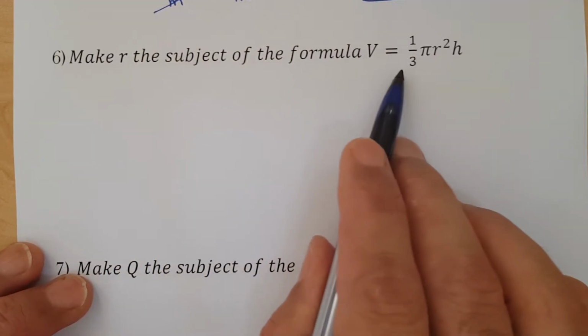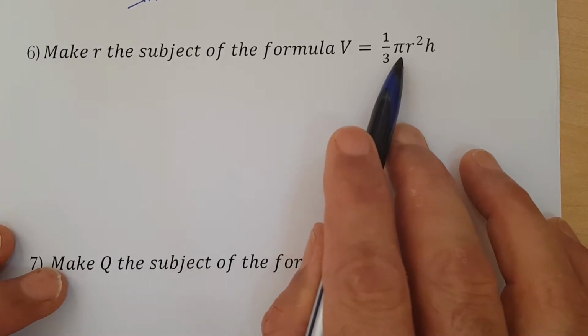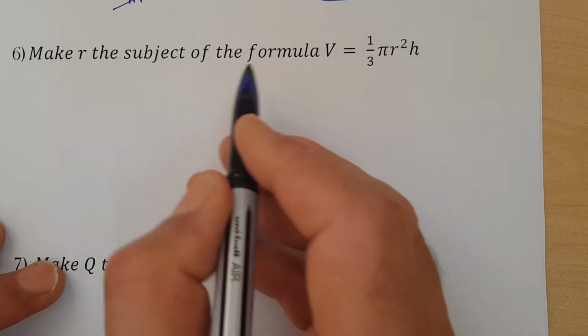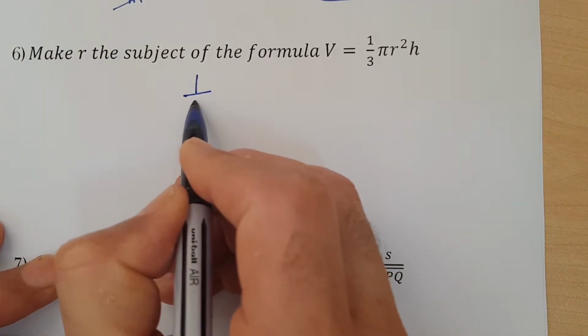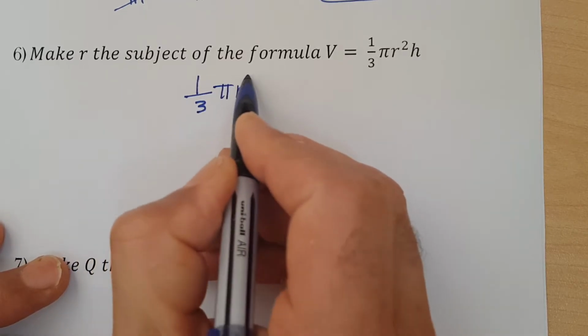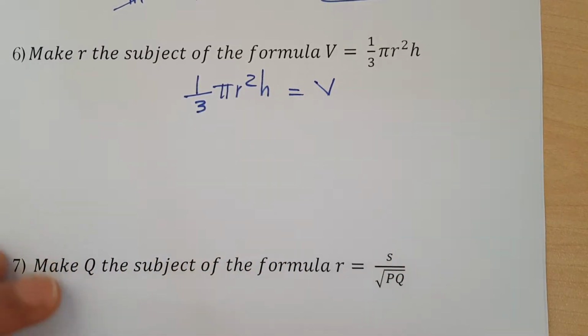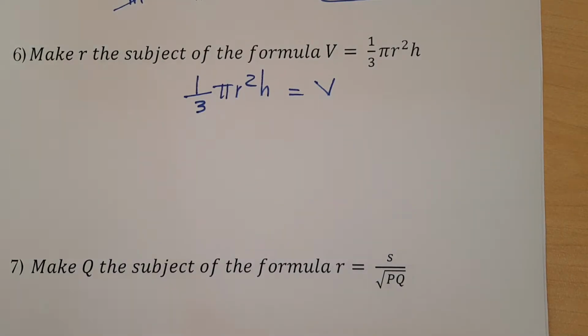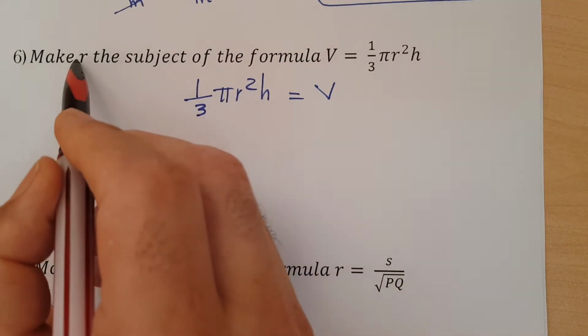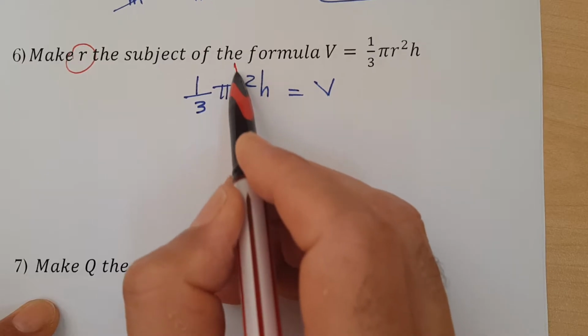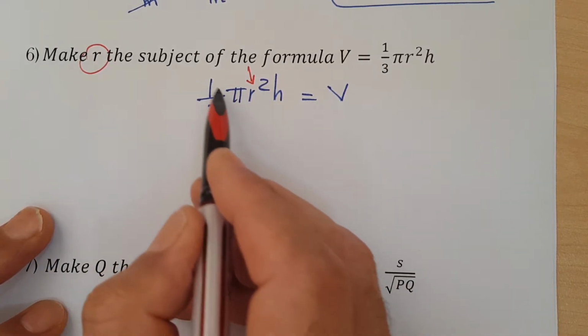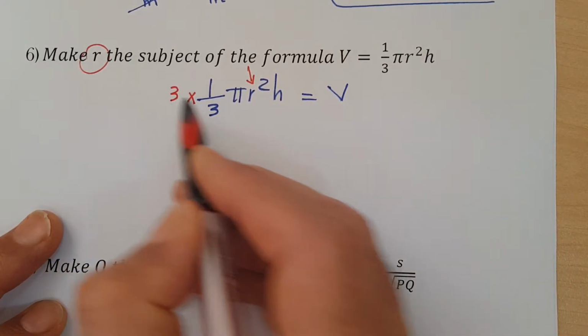Make r the subject of the formula v equals 1/3 pi r squared h. I just flip the equation: 1/3 pi r squared h is equal to v. And look what I will do now. Concentrate on r. I want to make r the subject. I want to remove 1/3, so just multiply by 3 here, multiply by 3 here.